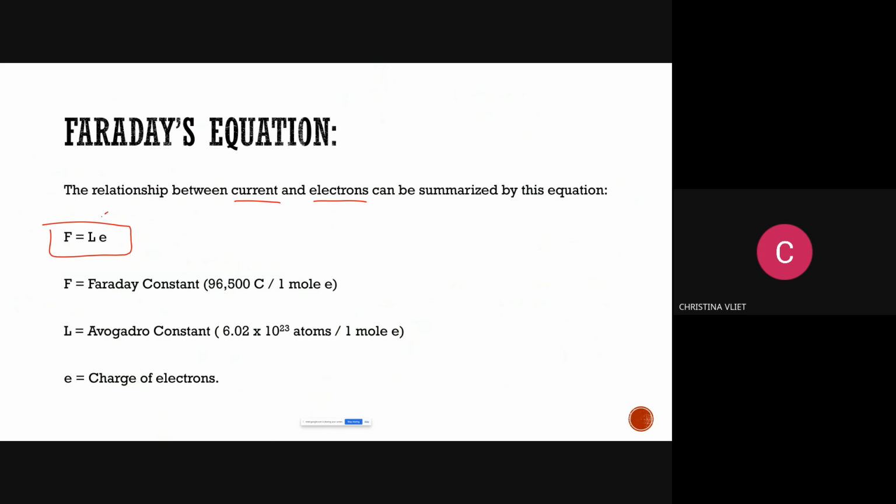It's Avogadro's number, that's 6.02 times 10 to the 23rd. And then E is the charge of a single electron.